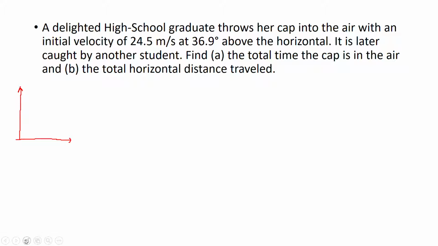So we make our axis, and well, let me change the color. We're gonna draw the initial velocity here. It has a magnitude of 24.5, and the angle is 36.9 degrees. Okay, so first thing we need to know is that velocity has two components. Remember, don't forget that. It has the x component and it has the y component. And from that we should start our analysis.